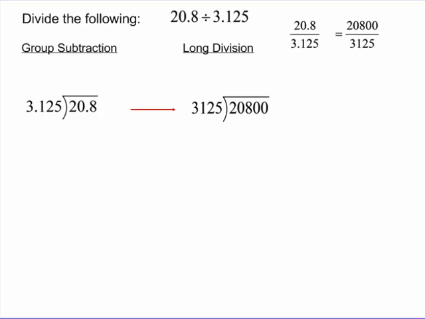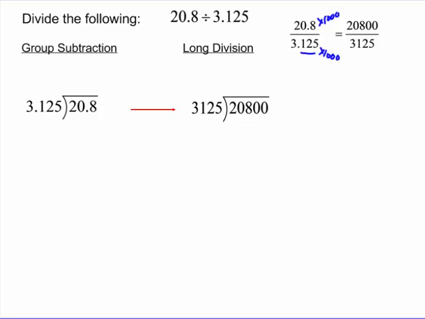Okay, so let's divide the following. So 20.8 divided by 3.125. So a lot of decimal places here, but we're going to do a little bit of work to try and remove that problem. So I could do this with group subtraction, but I'm going to avoid all those decimal places, and I'm going to convert this into 2 numbers that have no decimal places. So to do that, I'm going to notice I need to move my decimal place over 3 placeholders. So I'm going to times both the top and bottom by 1,000. Okay, and that turns the problem into 20,800 divided by 3,125.